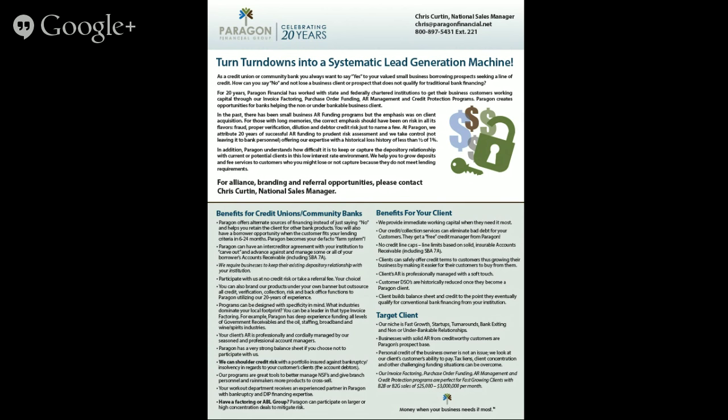SBA 7(a) is a very popular program, but the borrowers in the SBA 7(a) only get 10 to 20 cents on the dollar for their inventory and receivables. It is so much better if the SBA lender will carve out the AR, because we're going to give you 80-90% against your AR, against your invoices. So another ripe area for you to work in is all the SBA lenders in your area.